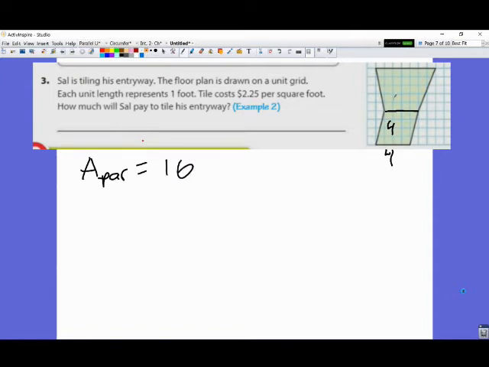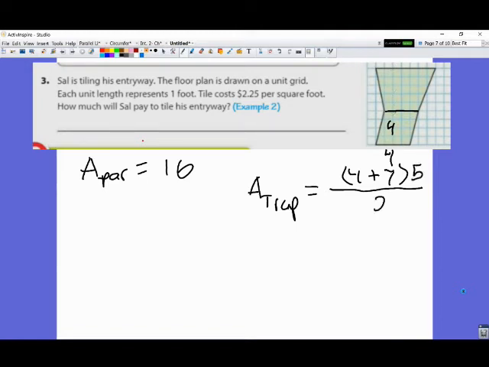Then this right here is a trapezoid, which is a little bit tougher to figure out. The area of a trapezoid is base 1 plus base 2. Base 1 is right here, 1, 2, 3, 4. The bases are the parallel sides. So that's 4 plus base 2, which is 1, 2, 3, 4, 5, 6, 7. Base 1 plus base 2, multiplied by the height. The height goes from base to base, so it's 1, 2, 3, 4, 5. So we're going to multiply that by 5.